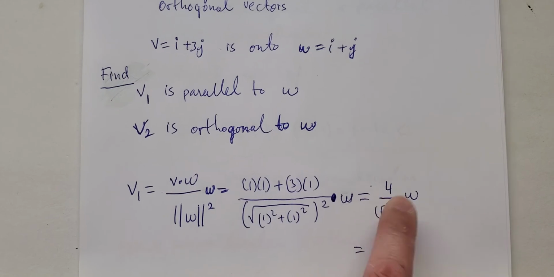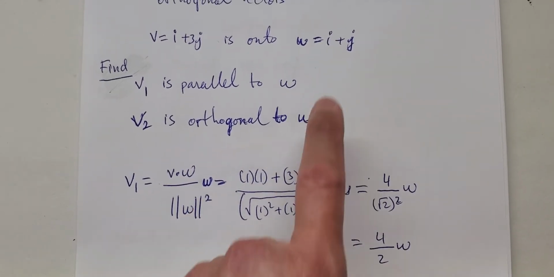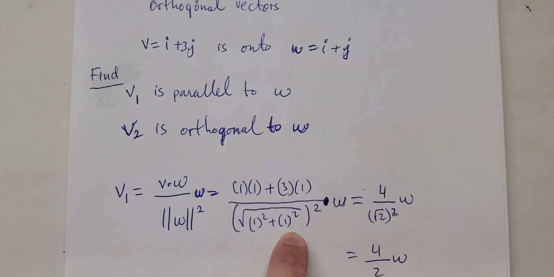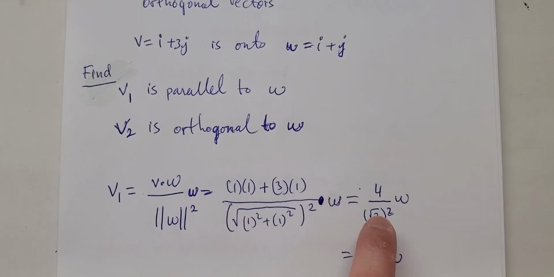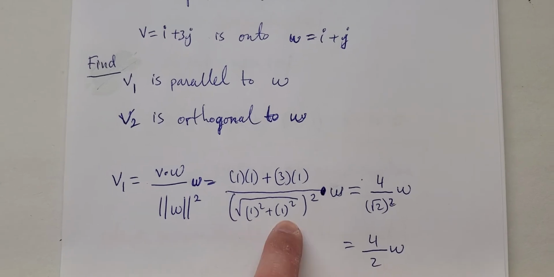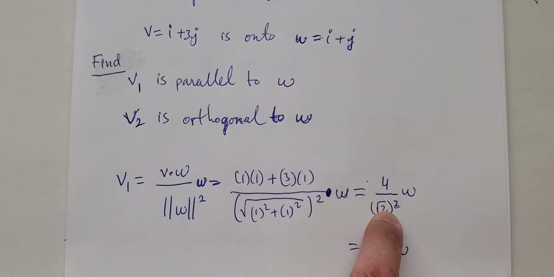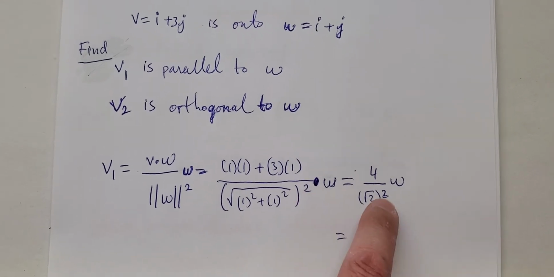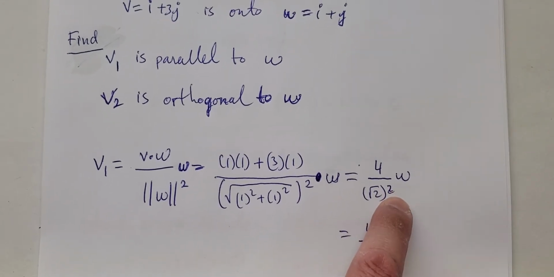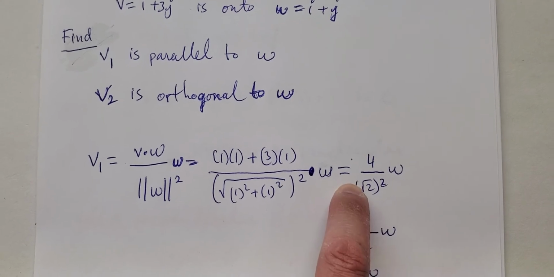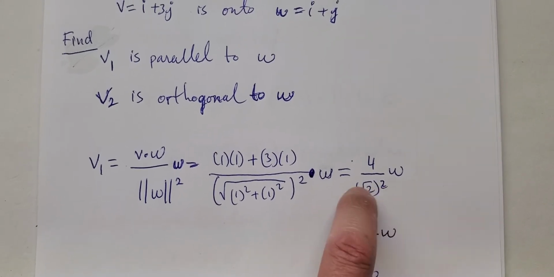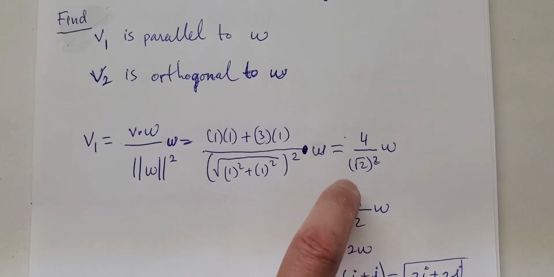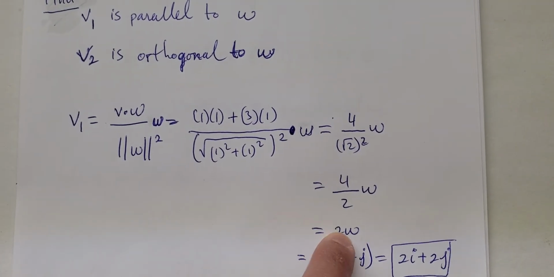There's the 4. Now find the magnitude of W. So 1 squared is 1, 1 squared is 1, which gives me 2, square root of 2. However, I have a square outside, so this square and this square root cancel out. That just leaves me 2. So reducing 4 over 2 just gives me 2W.